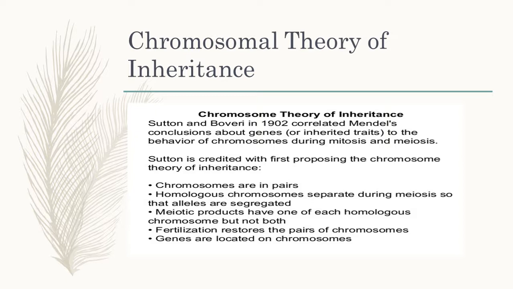Now they worked on the chromosomes and meiosis, showing that chromosomes are in pairs. The homologous chromosomes separate during meiosis, so the alleles are segregated, meaning they separate, and that is why there is variation. They also proved the process of meiosis. Meiotic products have one of each homologous chromosome but not both. Fertilization restores the pair of chromosomes as they meet again, and genes are located on the chromosomes, as we know.